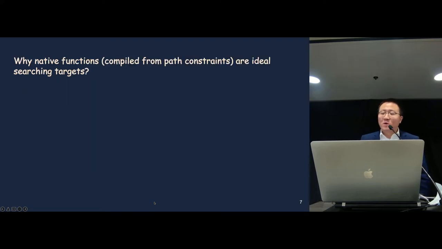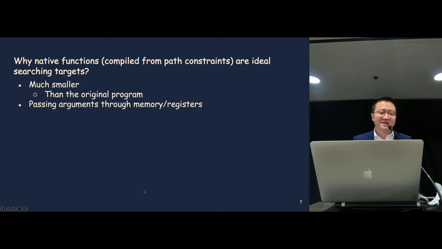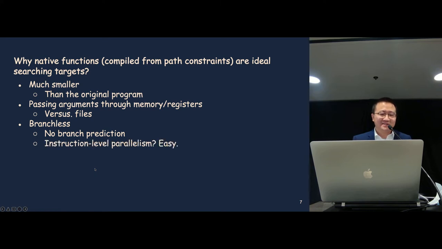You may wonder why native functions are ideal searching targets. We have a couple of reasons. First, they are much smaller than the original program. The second reason is that we pass arguments to these native functions through memory and registers, so they are much faster than doing this using disk files. The third reason is that our native functions are branchless, so we don't need to worry about branch prediction, and we can easily exploit instruction-level parallelism, for example, using vectorized instructions.